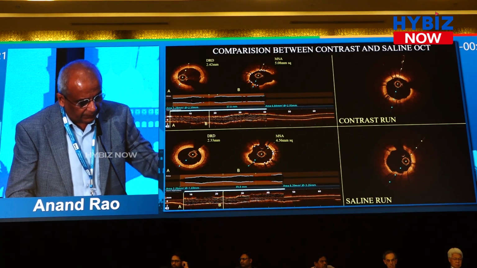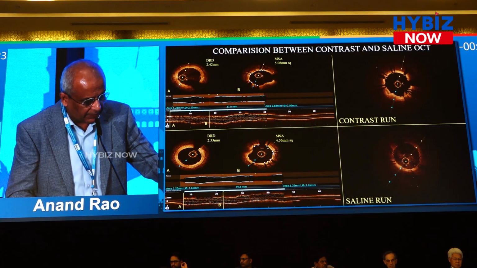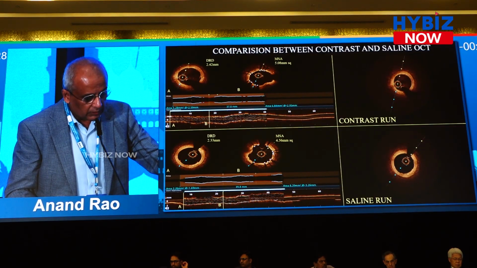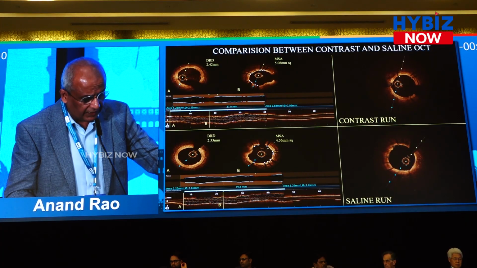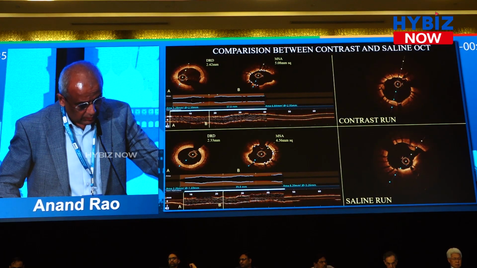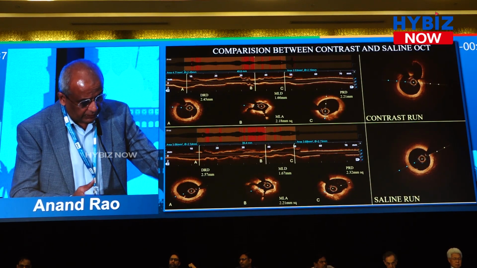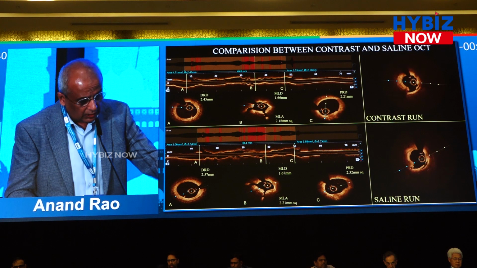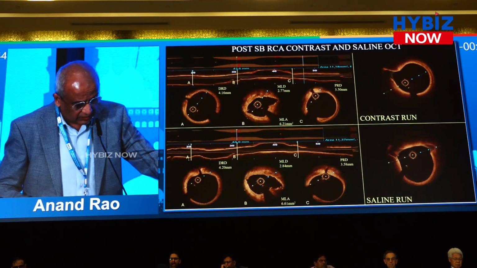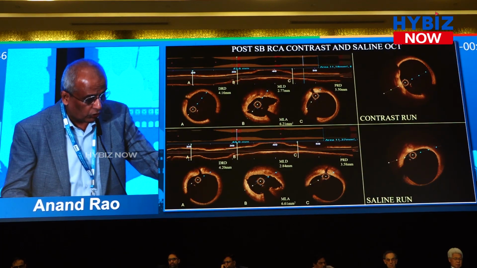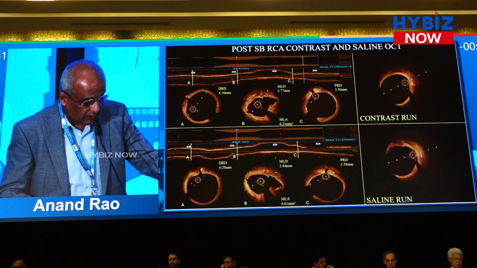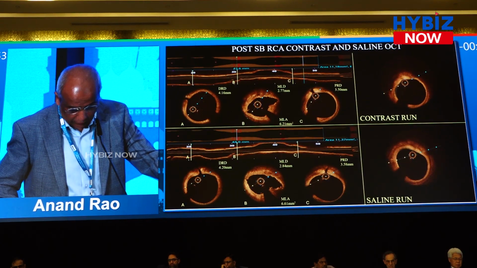On the left-hand side, upper corner, you can see the distal reference vessel diameter was 2.42, and below, the saline showed 2.33. Even the minimal stent area was larger in contrast than in saline. Similar things are seen in this panel also, slightly increased size in the contrast run versus the saline run, but in some cases it didn't show a difference. This is a matter of debate and discussion, whether it really is the truth.